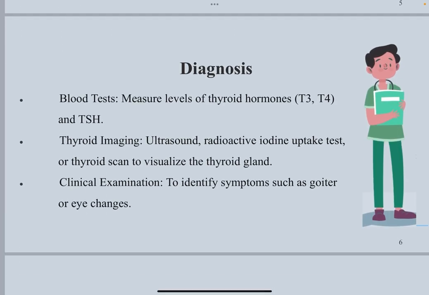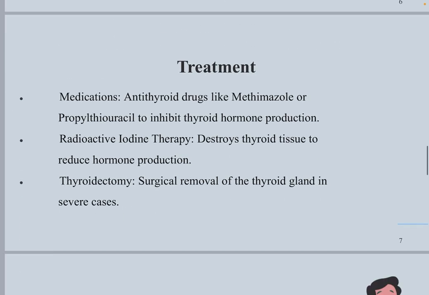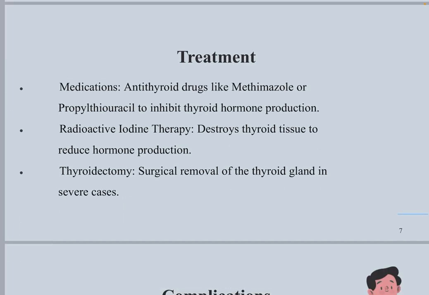When we come to diagnosis, first we do blood tests, in which we measure the level of thyroid hormones, T3, T4, and TSH. Then we do thyroid imaging via ultrasound, radioactive iodine uptake test, or thyroid scan to basically visualize the thyroid gland. The clinical examination includes basically the identification of symptoms such as goiter, which is the enlargement of the thyroid, or the eye changes that we have discussed before, exophthalmos.